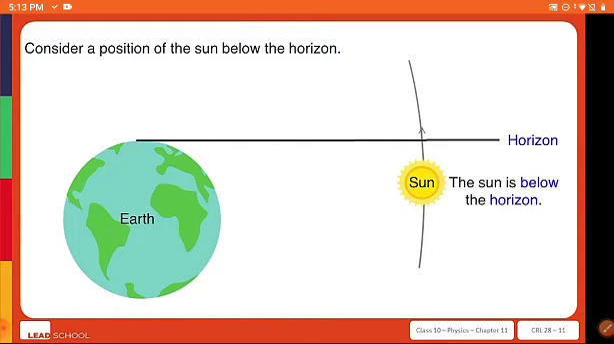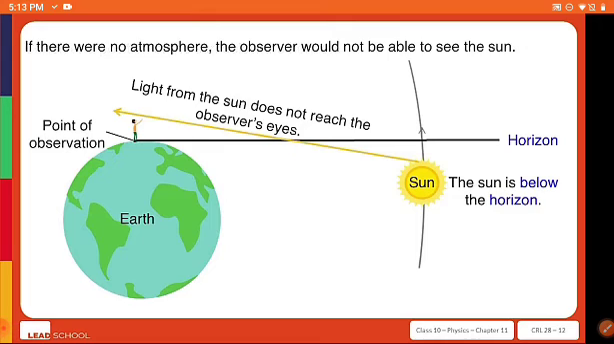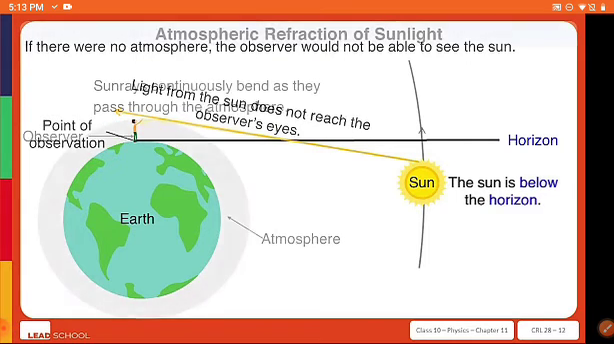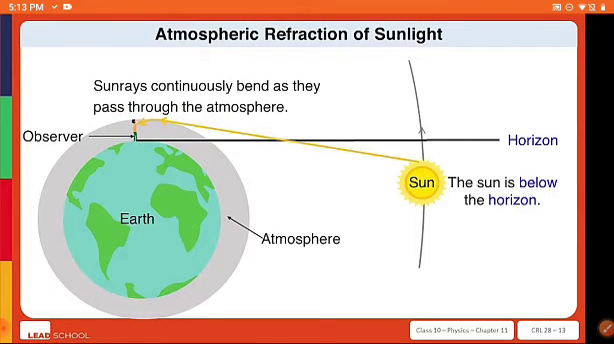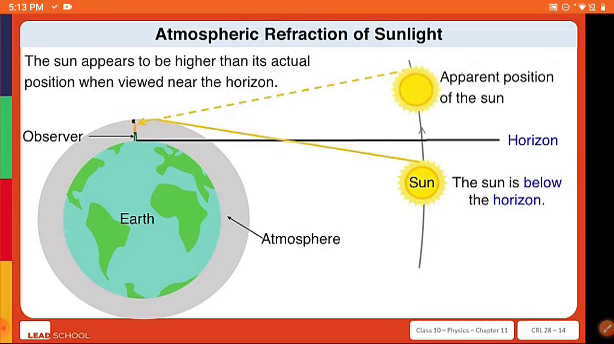Let us consider a position of the sun below the horizon. At this point, the sun has not actually crossed the horizon. Its actual position is below the horizon. If there were no atmosphere, the light from the sun would not reach our eyes and we would not be able to see the sun. However, because of the atmospheric refraction, the sun rays continuously bend as they pass through the atmosphere. The sun appears to be higher than its actual position when viewed near the horizon. Its apparent position is above the horizon.